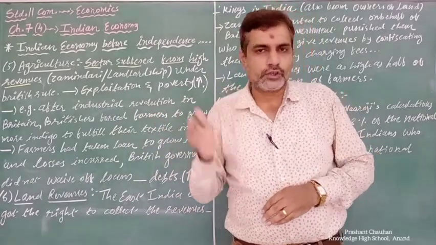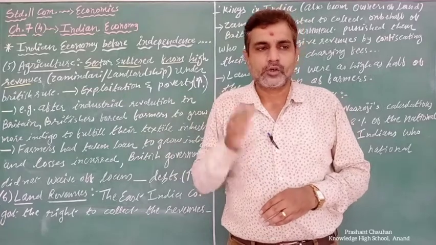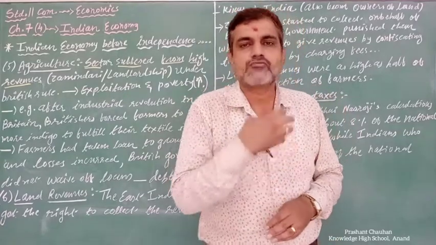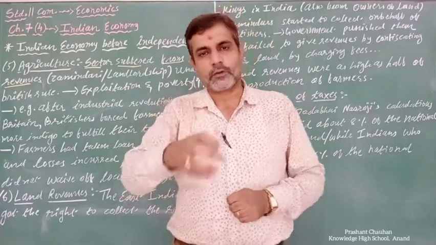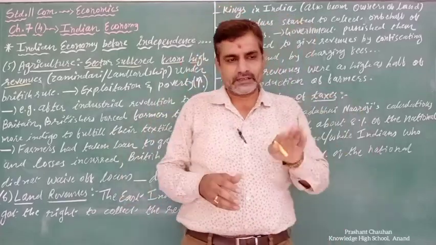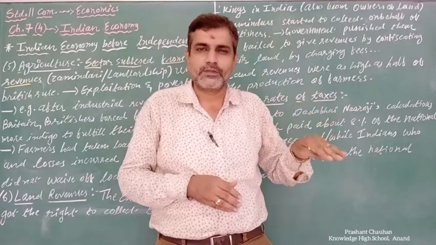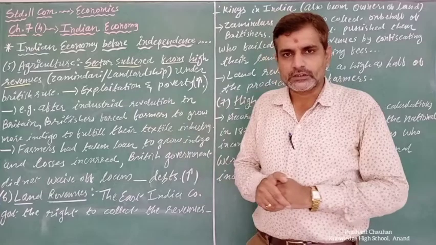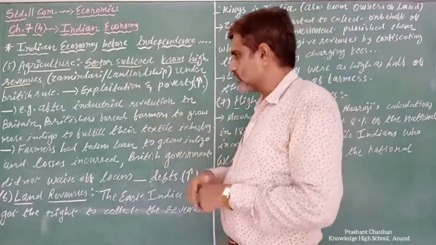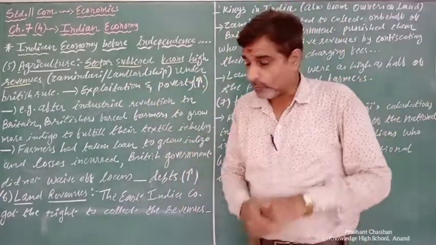Zamindars are the people to whom the Britishers gave the authority that you have to collect the revenues, whatever the earning of the farmers is. Some part is taken from that by the Zamindars, and whatever remains will remain with the Zamindars. So that is the landlordship under the British rule.